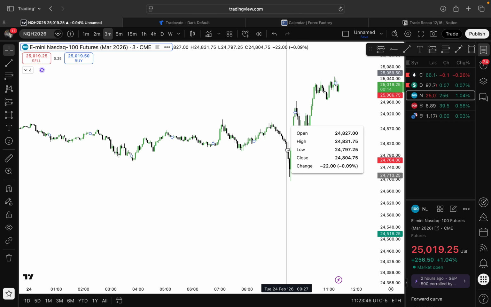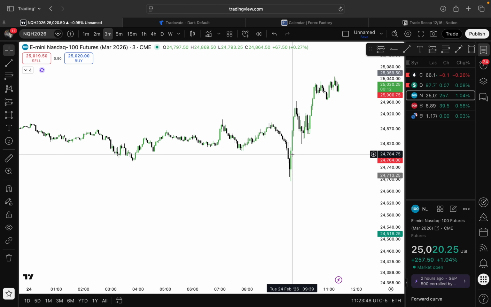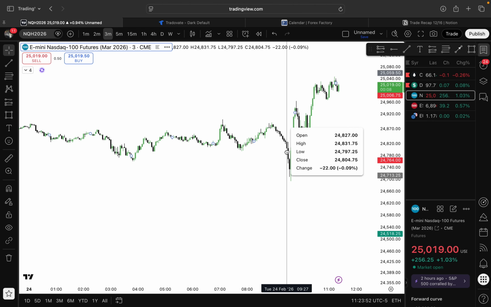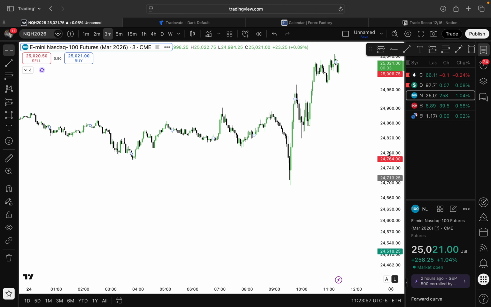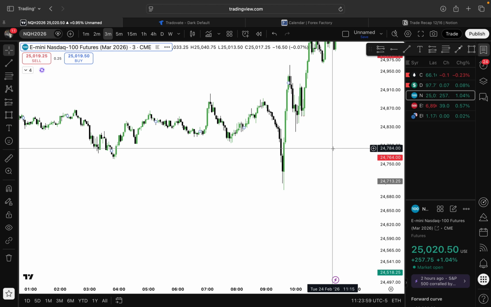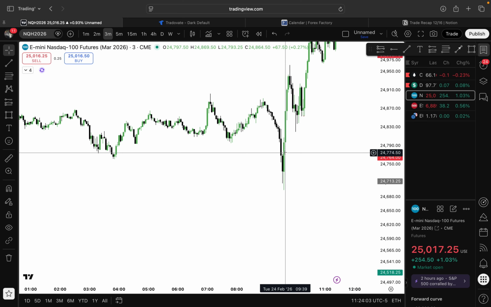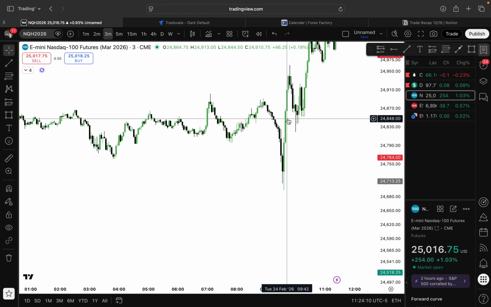Wait, now let me check this low. 97. Yeah, so we missed it by a tick. We missed this fair value gap by 0.25. So you couldn't have entered here, so you would have had to wait on this candle. And about the time this candle came, it was pretty much invalid, over with.